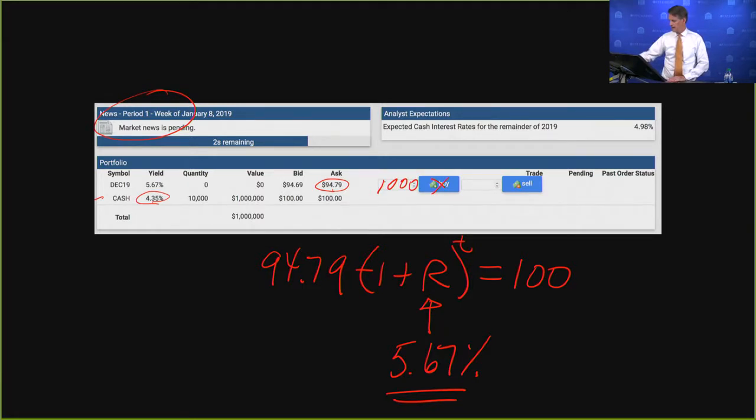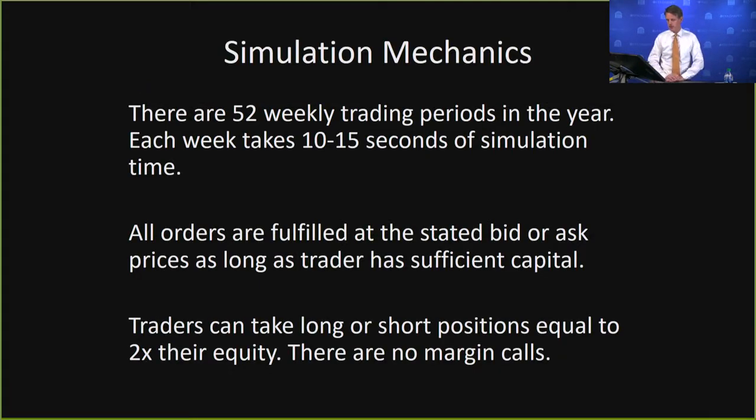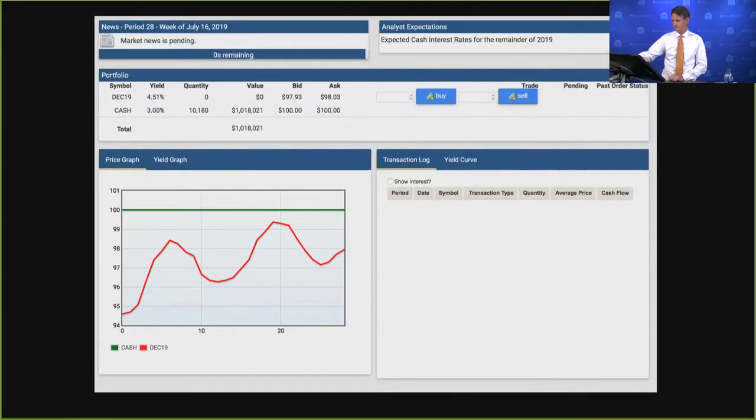Given that, in the simulation there'll be 52 weeks or trading periods in the year. Each week will take about 10 to 15 seconds. We want just enough time so that students can see the prevailing yields and make a decision. All orders are fulfilled at the stated bid or ask price, as long as the trader has sufficient capital. Traders are allowed to take long or short positions equal to 2 times their equity. So as they start out with $1 million, they can take a position of up to $2 million. And there are no margin calls in this simulation, to keep things simple.